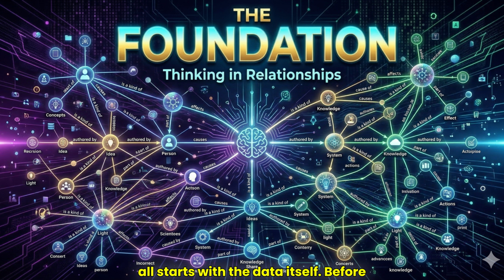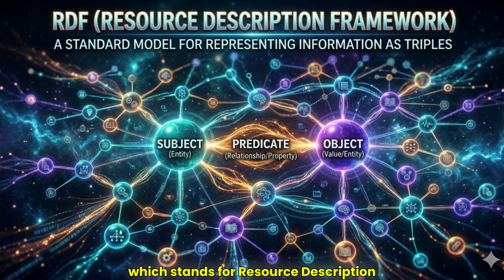Well, it all starts with the data itself. Before an AI can think in relationships, you have to give it information that's already structured as relationships. So let's look at the simple but super powerful building block that makes all of this possible. This is it, RDF, which stands for Resource Description Framework. And you know what? The core idea is surprisingly simple. It just breaks down any fact into a little three-part sentence: a subject, a predicate, which is basically the verb or the relationship, and an object.